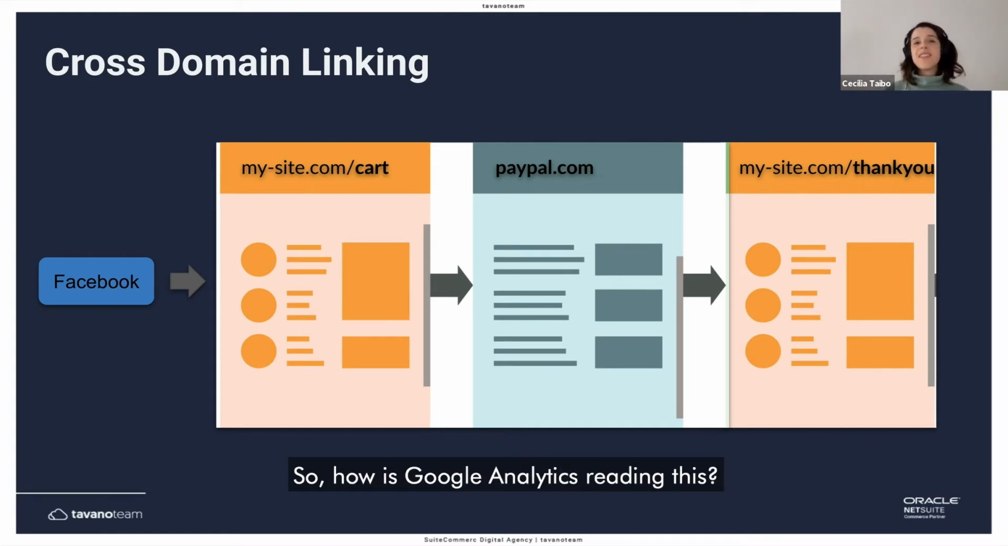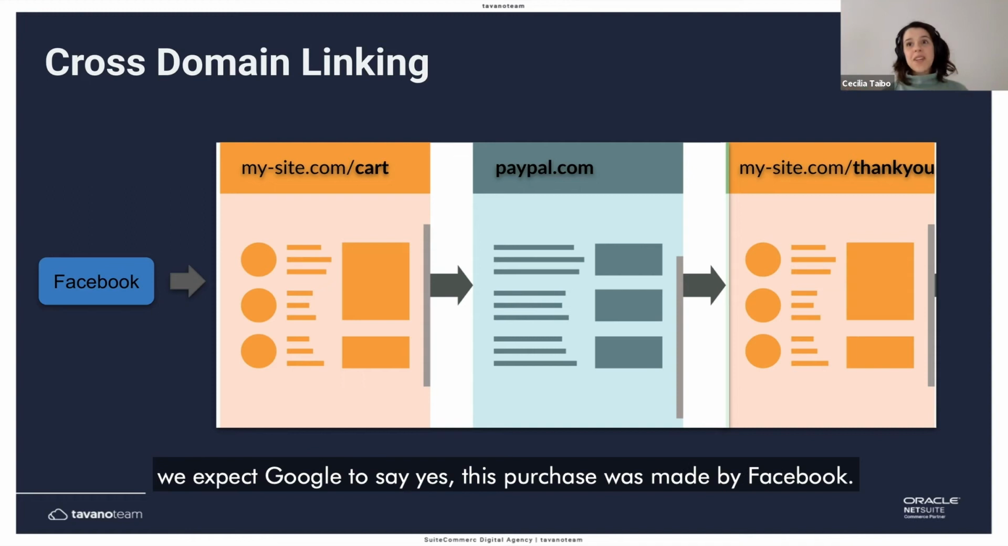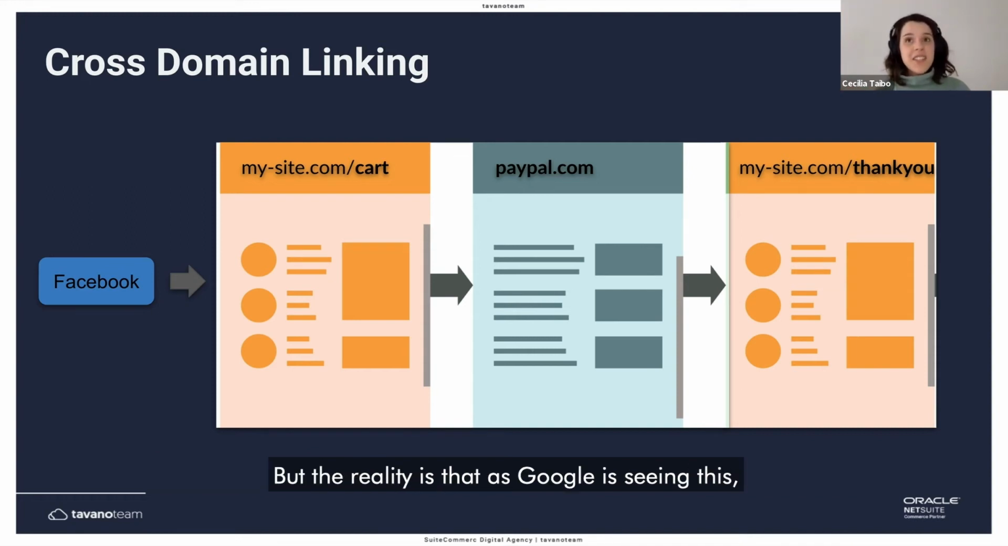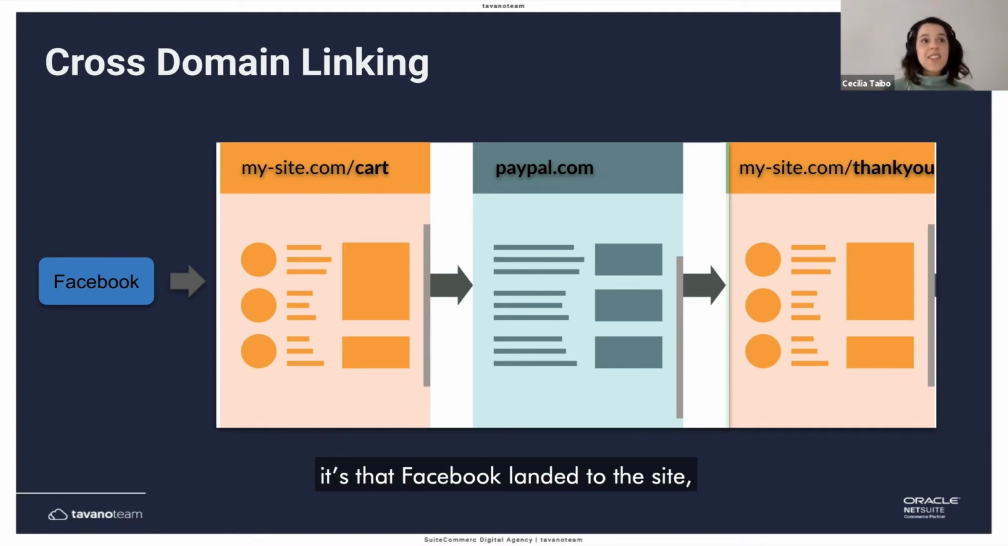So how is Google Analytics reading this? You would expect that all this flow is attributed to the first Facebook hit. We expect Google to say, this purchase was made by Facebook. But the reality is that Google sees Facebook landing on the site, going to the cart and then leaving the site.